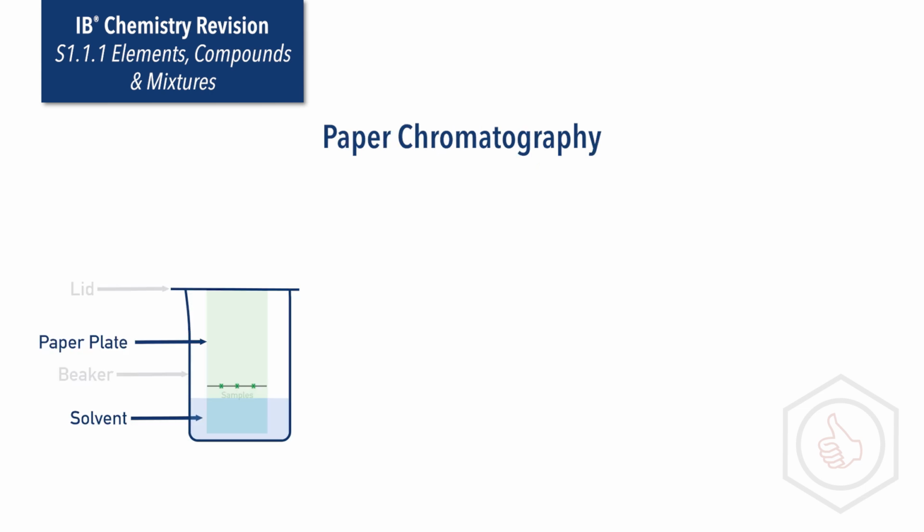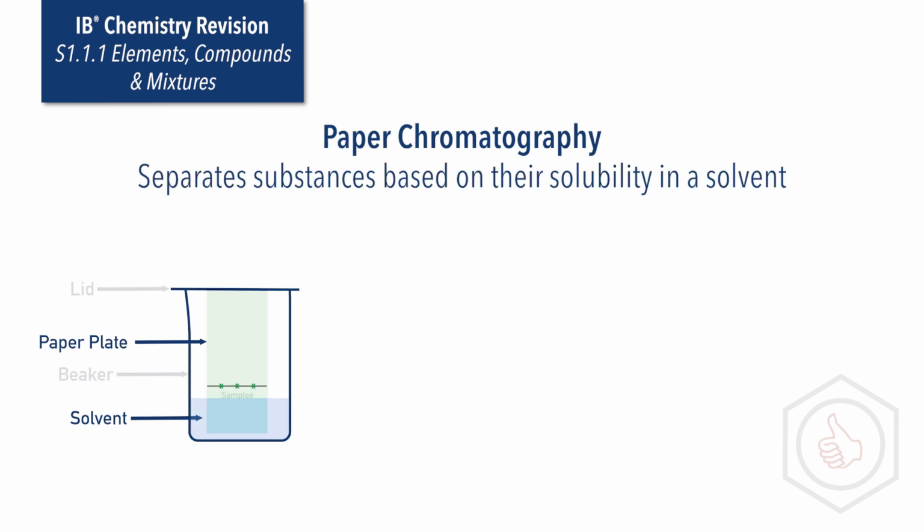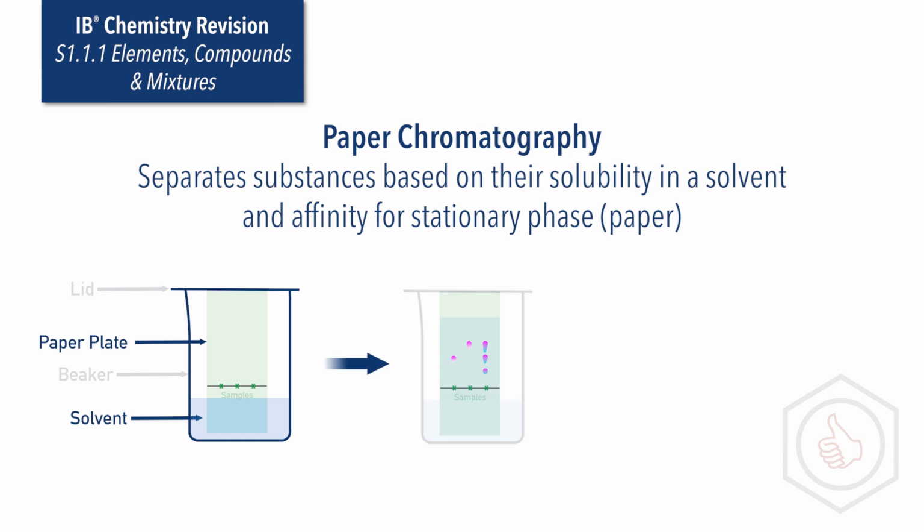Paper chromatography separates substances based on their solubility in a solvent and affinity for the paper that's used, the stationary phase. The components in the mixture move at different speeds up the paper and separate into distinct spots. Substances in the mixture that are more soluble in the solvent will travel a higher distance up the plate in the same length of time, and substances that are less soluble in the solvent will travel less distance up the plate.